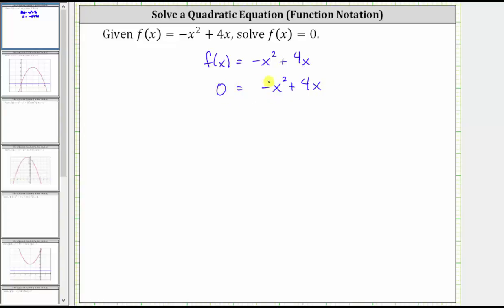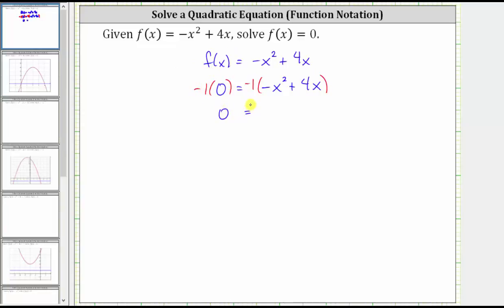And now looking at the right side, when factoring, we prefer to have the leading term be positive. Notice right now it's negative x squared. So let's multiply both sides by negative 1. On the left side, negative 1 times 0 is still 0.